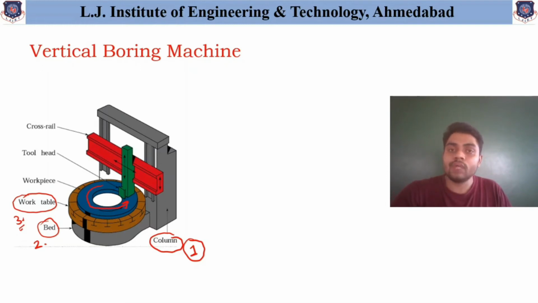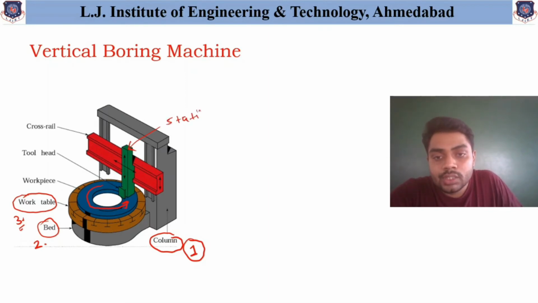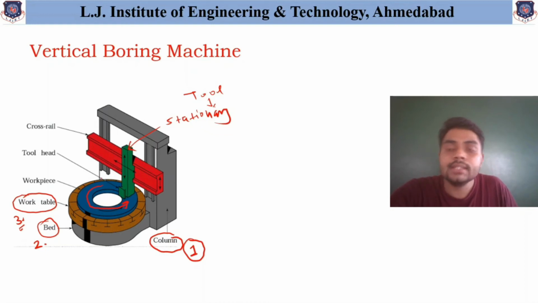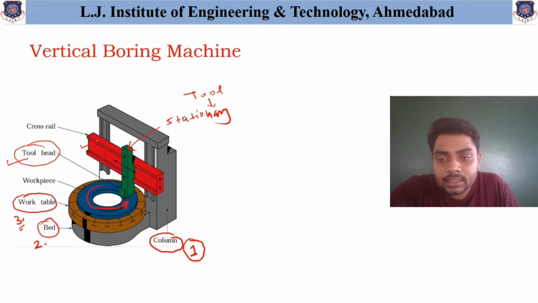So in the case of the vertical boring machine, this work table is rotating and the tool remains stationary. The tool is stationary and the work table is rotating about its axis, and this is how the machining operation is obtained. The next part is the tool head, which we have discussed. This tool head consists of a different number of tools as per the requirement. And next, this red colored portion shown over here is called the cross rail.